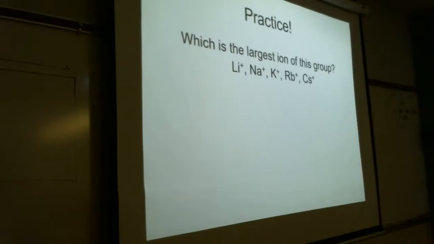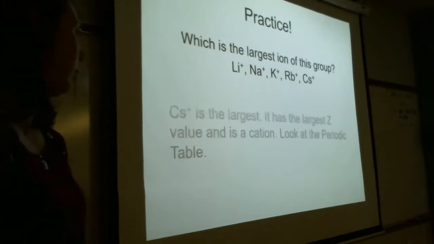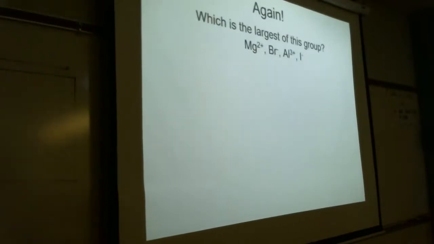So of this group of ions, which ion is the biggest? They're all +1 cations. So which one is going to be the biggest +1 cation? What's the answer? It's easy, right? Which is the largest of this group?